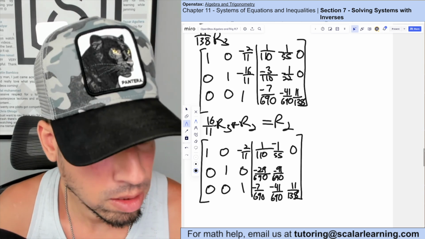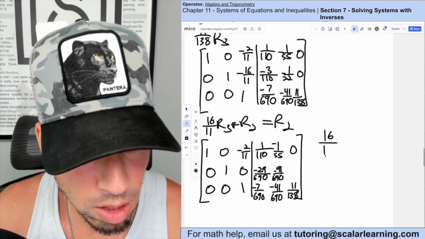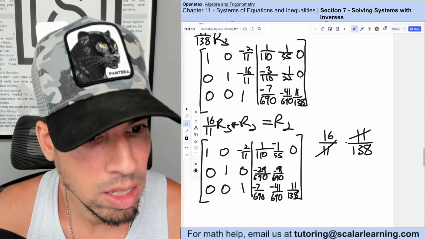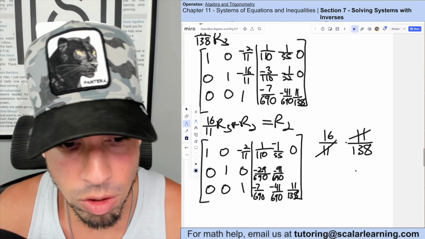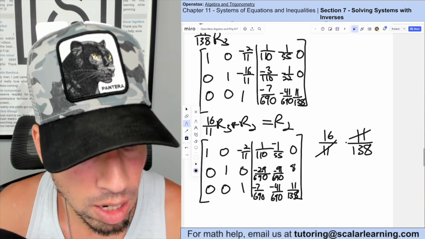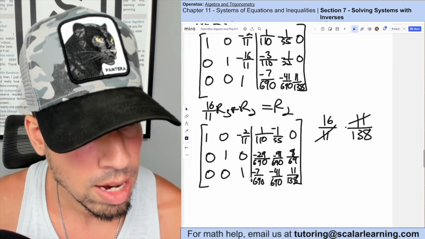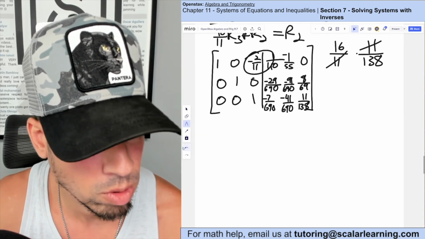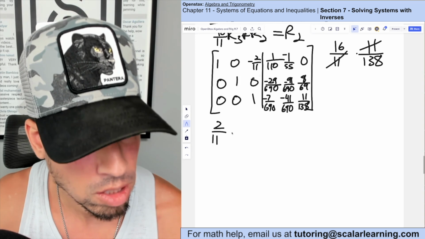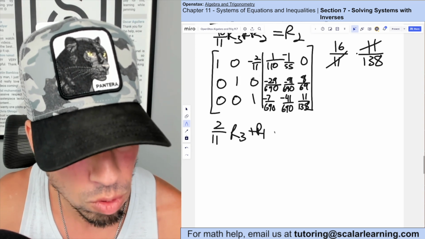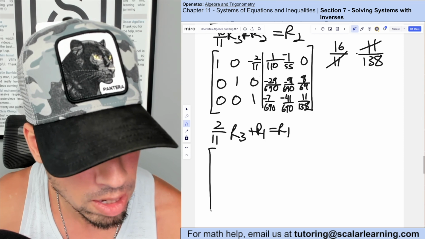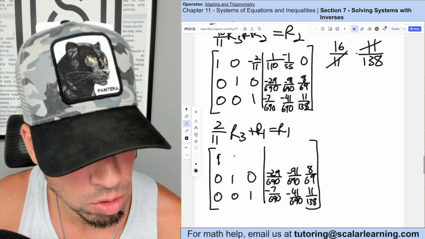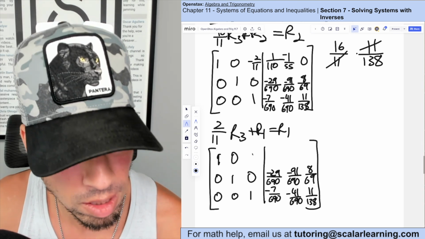Cool. And last but not least, 16/11 times, here, let's write that out, times 11 over 138. That one's nice and easy. They cancel out. And then plus 0, which is just 16 over 138, divided by 2, and you get 8 over 69. Now the final thing that we have to turn into a 0 is this negative 2/11. So I'm going to multiply 2/11 times row 3 and add it to row 1 to get a new row 1. Let's do that now. So we got 2/11 times 0 is 0 plus 1 is 1 times 0 is 0 plus 0 is 0 times 1 is 2/11 plus negative 2/11 is 0.